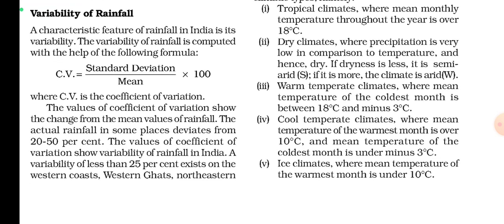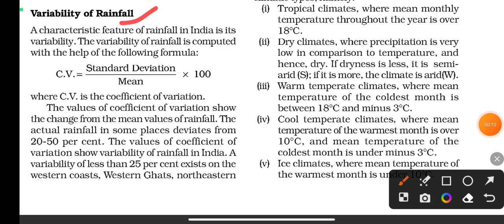Okay, variability of rainfall. A characteristic feature of rainfall in India is its variability. The variability of rainfall is computed with the help of the following formula, that is the coefficient of variation. The formula is standard deviation by mean into 100. Remember this statement: coefficient of variation is used to measure the variability of rainfall.